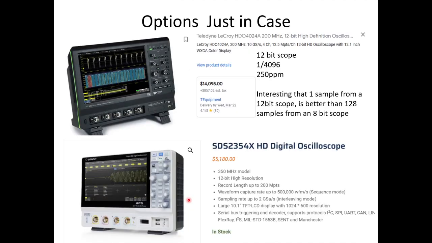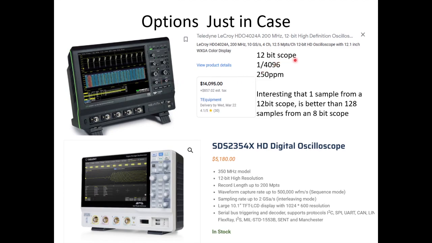Okay, but in case, I'm looking into options because they do make 12-bit scopes. Siglent makes one for $5,000, and Teledyne LeCroy has one for $1,400, and you do not want to know how much a Keysight or Tektronix costs. They're in the 20s, I think. That's last I checked, anyway.